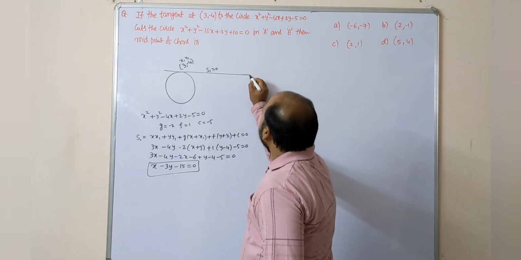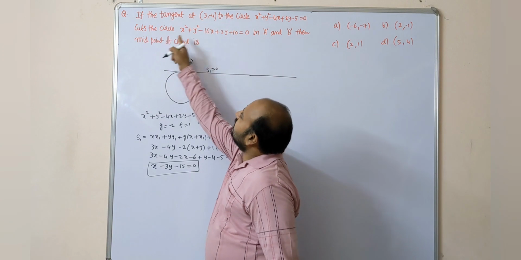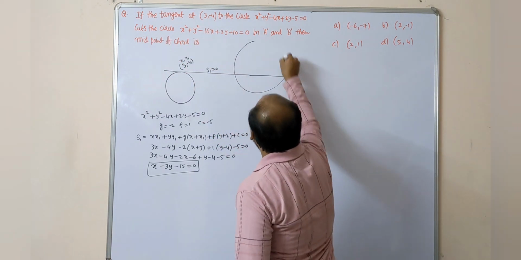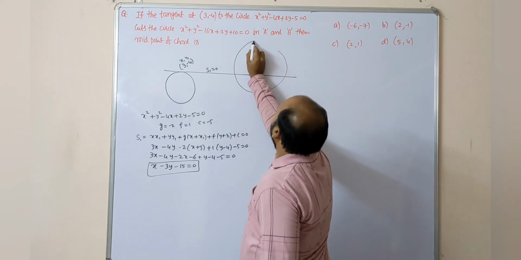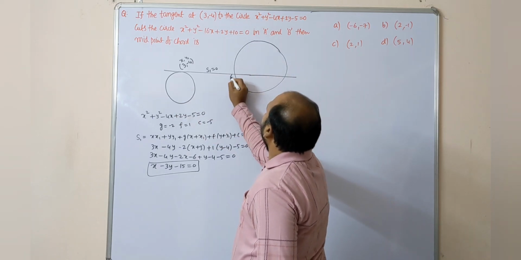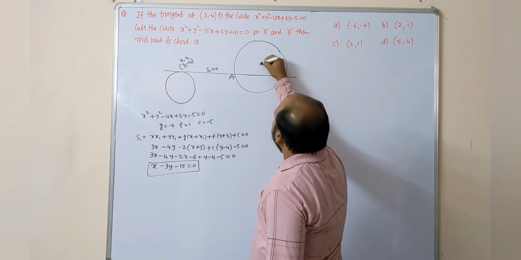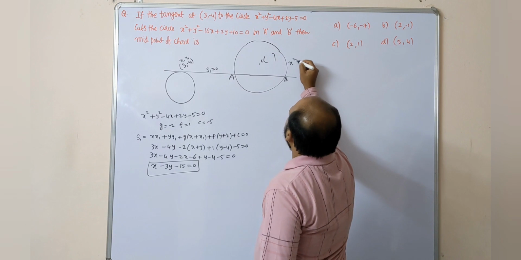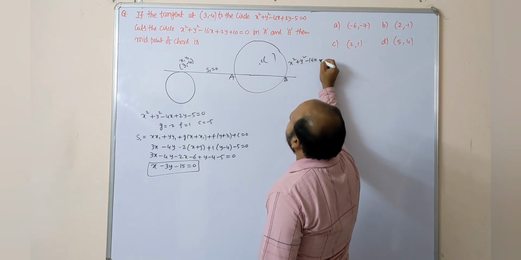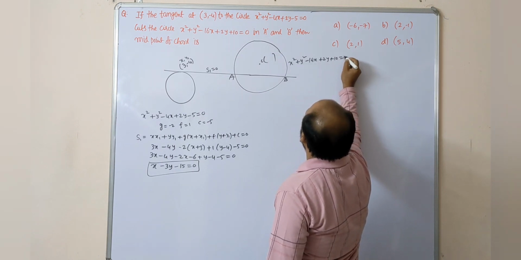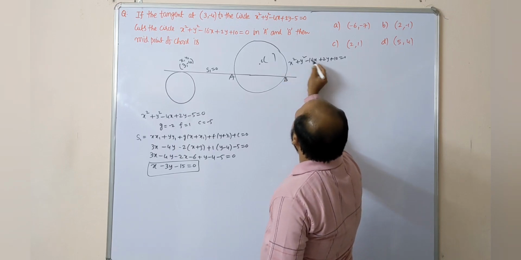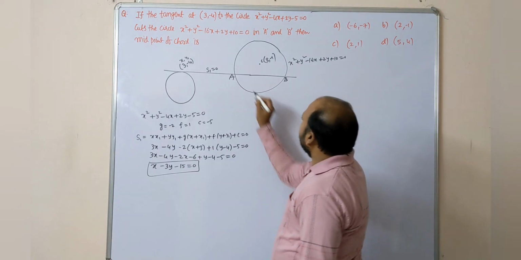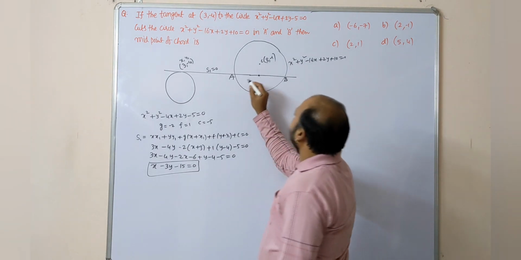This tangent cuts the circle in two different points A and B. So this is the other circle. It cuts in two different points. The center of the circle is here. For the second circle, x square plus y square minus 16x plus 2y plus 10 equal to 0, the center is minus x coefficient by 2, so 8, and minus y coefficient by 2. Now the midpoint of the chord is what they are asking here.